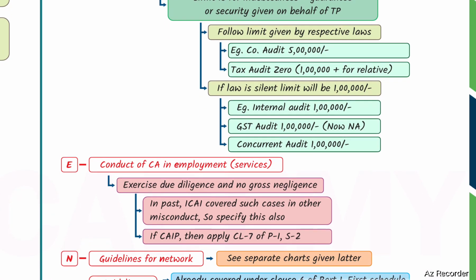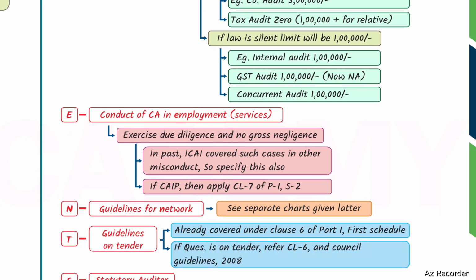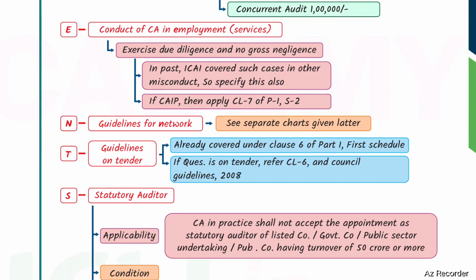Example, internal audit limit is 1 lakh, GST audit 1 lakh. Now GST audit is not applicable. Concurrent audit limit is 1 lakh. If law is silent, 1 lakh.